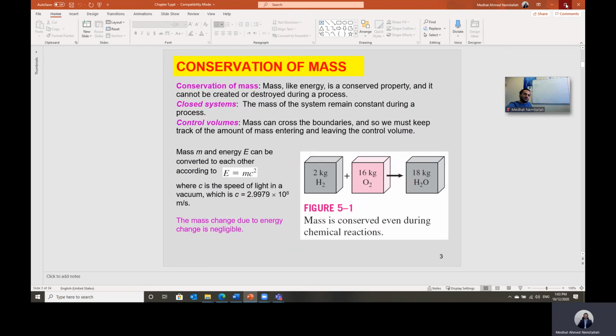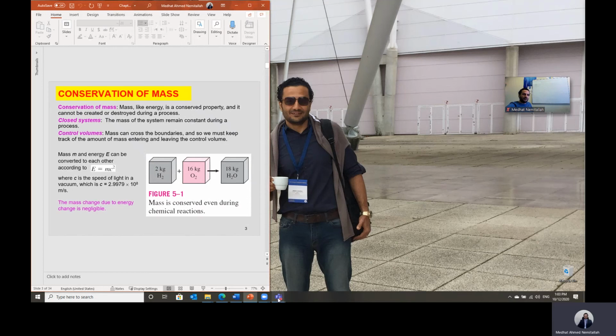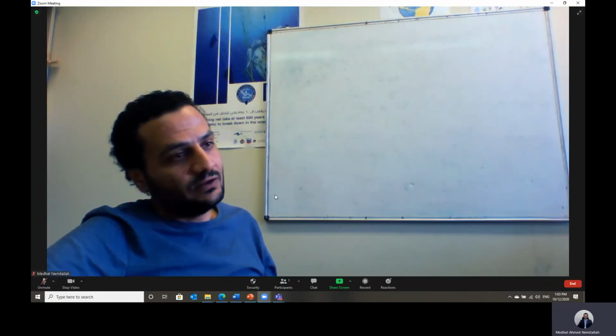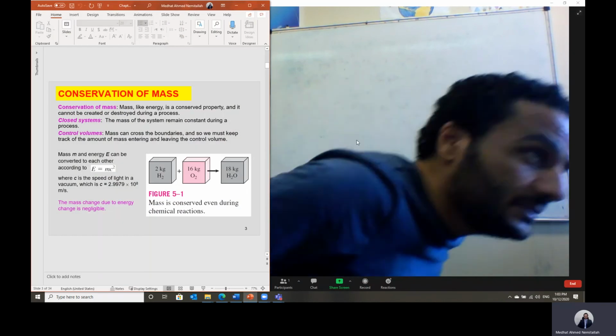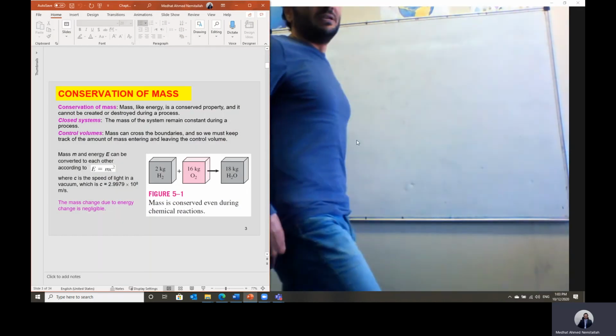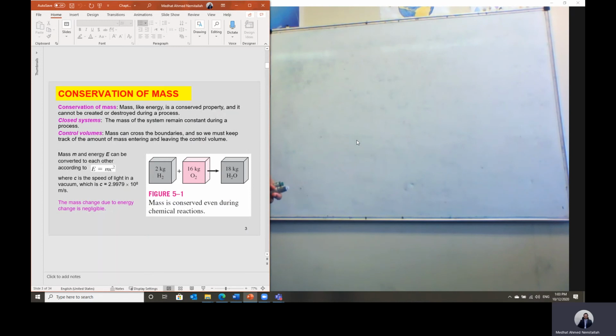But in all cases we have flow, okay? So in all cases we have flow. That means we have mass transfer in this case. And as we have mass transfer, then we have to apply the mass equation in this case, okay? Right, let's apply the mass equation.